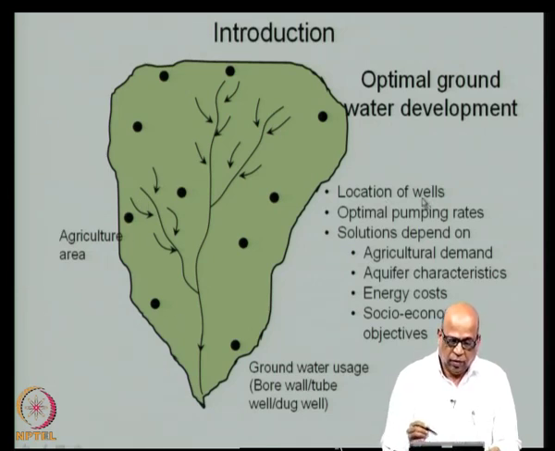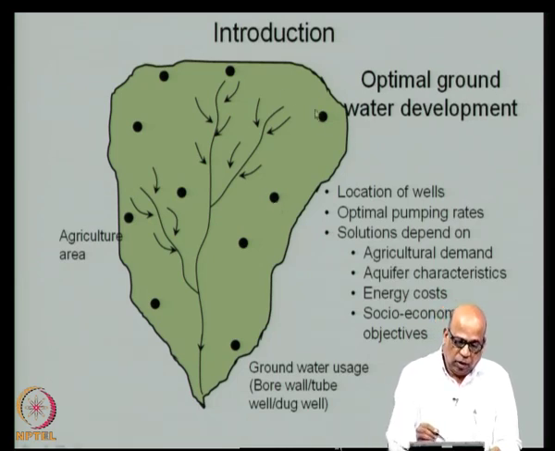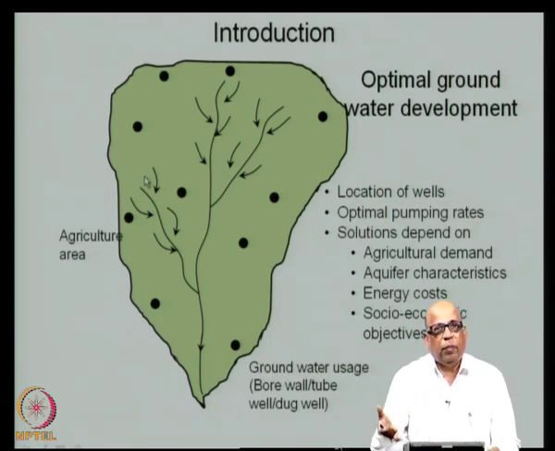Specifically, where all do we use the groundwater? That is, the location of wells. Now, these wells can be bore wells, tube wells, or dug wells, depending on the type of usage that you have. Not only the locations themselves will depend on the aquifer characteristics, it depends on the type of usage that you would like to put the groundwater to. It depends on the energy costs, because you need to pump the groundwater. It also depends on the agricultural demand, what kind of crops the farmer is growing, what kind of cropping pattern you would like to develop, and it also depends on a large number of socio-economic objectives.